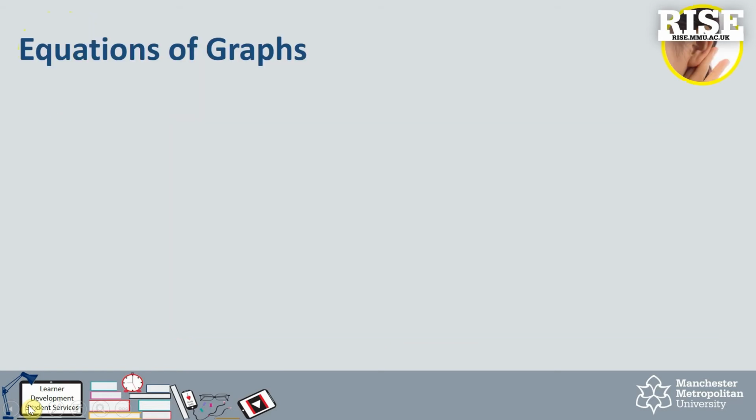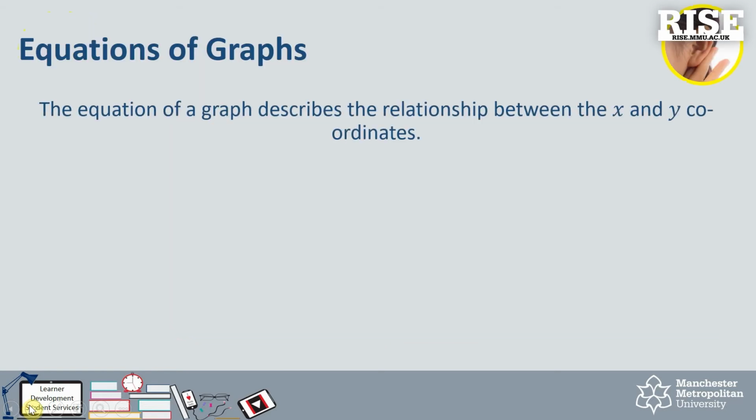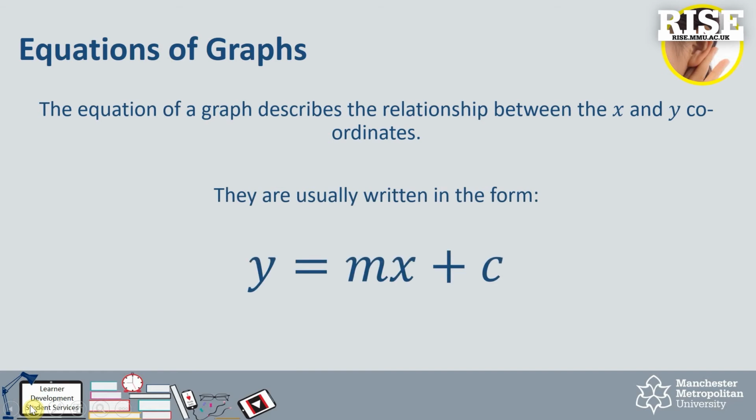Now let's look at the more complicated equations of graphs then. Now the equation of a graph, as we said before, just describes the relationship between the x and the y coordinates. We said before that they're usually written in the form y equals something x plus something. We can talk about them having special meanings. So if I say it's the form y equals mx plus c, it's probably ringing a bell for you. You're probably remembering this type of work. You may have heard it as y equals ax plus b also.